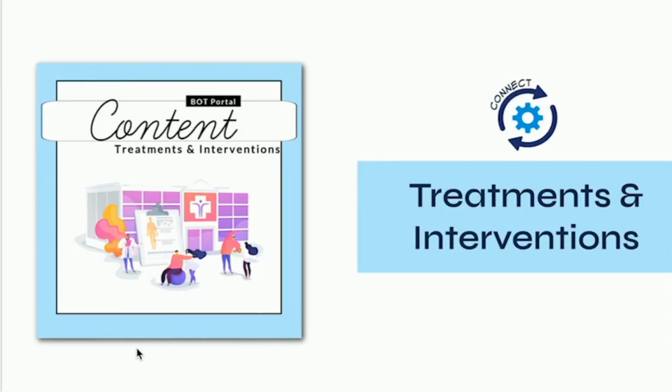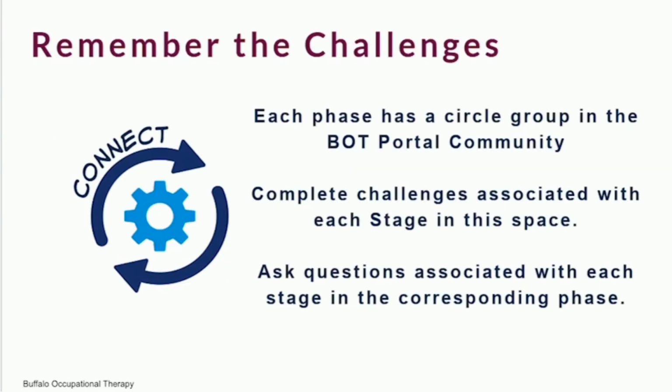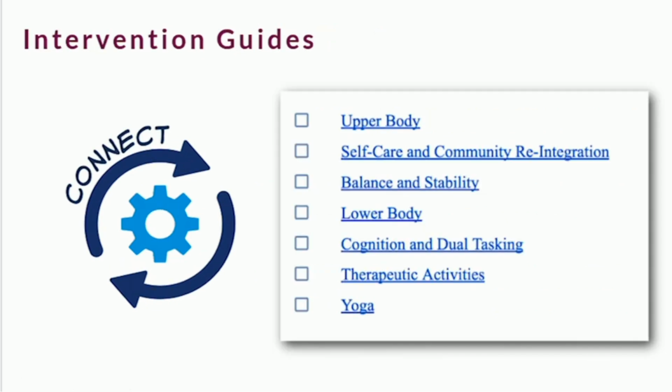This is phase 1, stage 3, treatments and interventions. As always, there are challenges associated with each phase, and you can find which stage each one of those challenges are in by looking at the community group. All of the challenges are scheduled, or in the guidebook, or you can also print the PDF that spells out each one of the challenges as a checklist so that you have a sense of completion. I like checking things off, so I provided that for you.